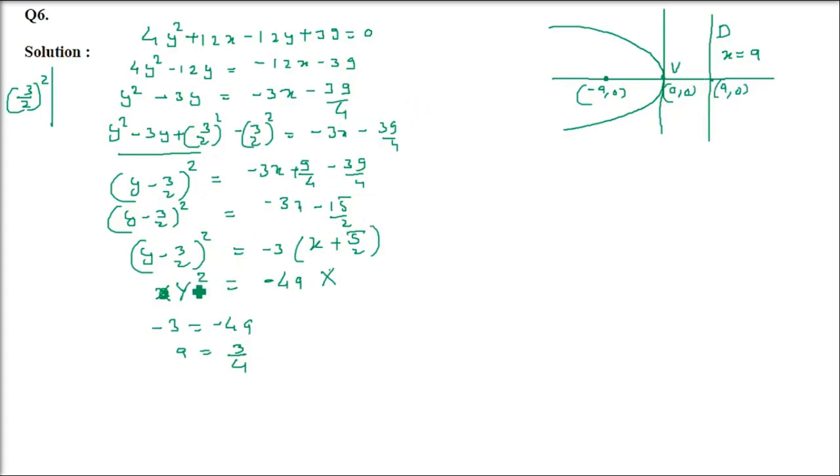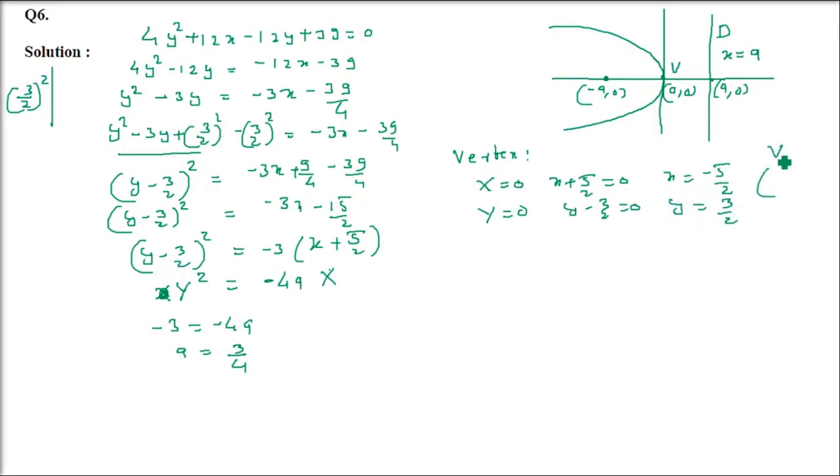Now, if you see, capital Y is y minus 3 by 2 and capital X is x plus 5 by 2. Vertex is 0, 0. So capital X is 0, capital Y is 0. What is capital X? x plus 5 by 2 equals 0, so x will be equal to minus 5 by 2. Capital Y equals 0: y minus 3 by 2 equals 0, so y will be equal to 3 by 2. So the vertex is minus 5 by 2, 3 by 2.